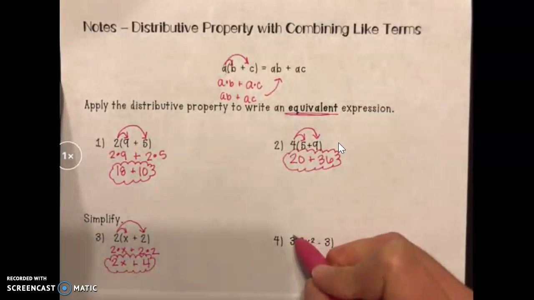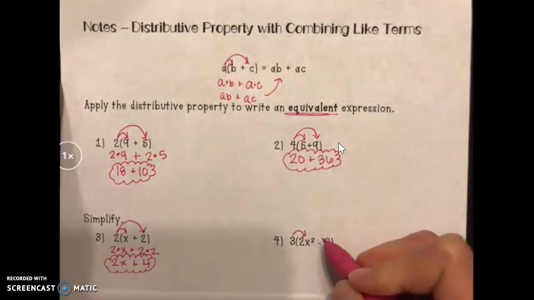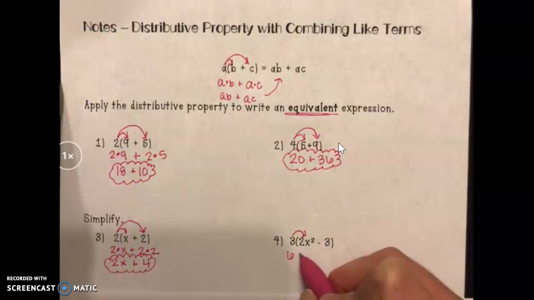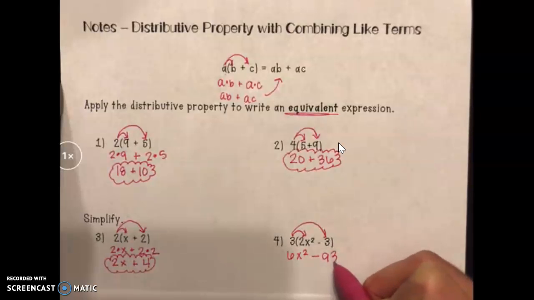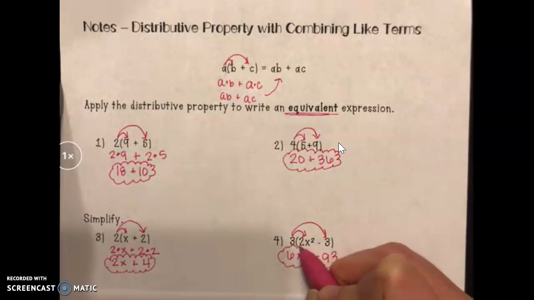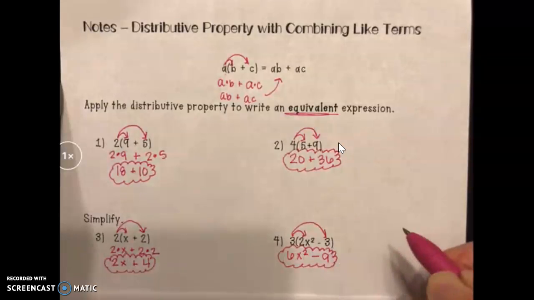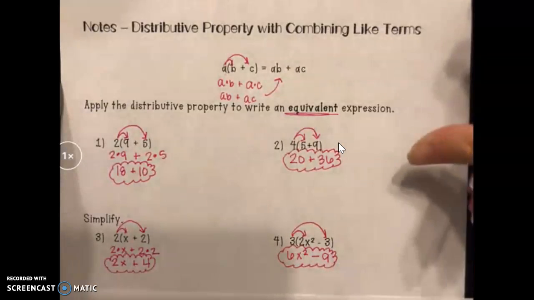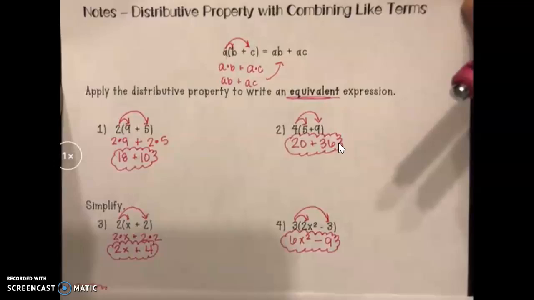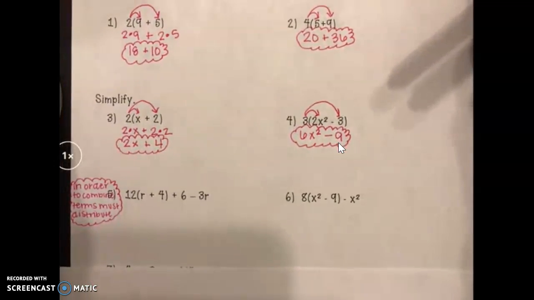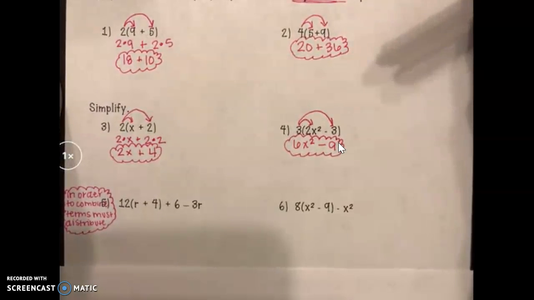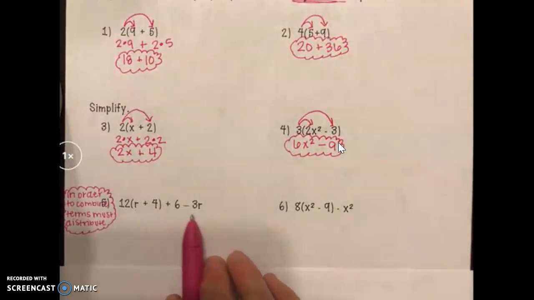All right. We're going to do our 3 times 2x squared, which would give me 6x squared, minus 3 times 3 is 9. Remember, we're just distributing that outside number inside the parentheses. Okay, so those were pretty similar to what we had previously done. But now we're going to look at numbers 5 and 6. And guys, you can see I have a little note here. We'll go over that in just a second. So you can see that this one's a lot bigger, right?